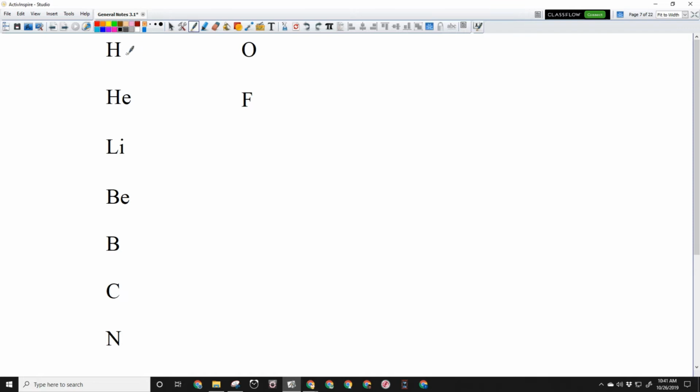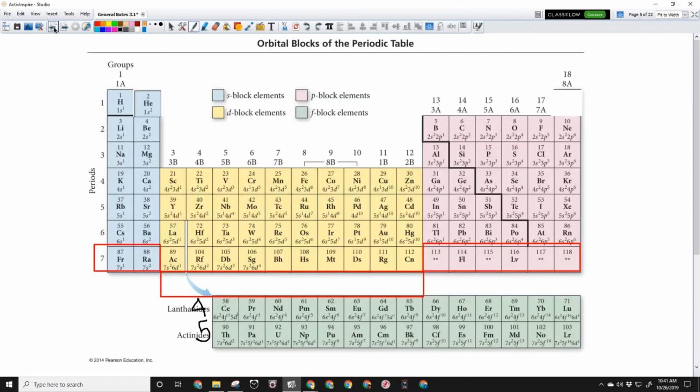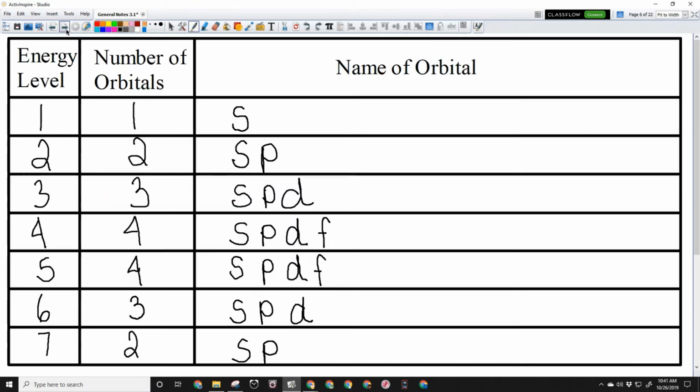All right, so as far as writing electron configuration, we're going to start learning how to write the configuration of electrons and how that's written. We need to look at a periodic table to do this, so we're going to keep referring back to this one. We're going to start with hydrogen. Hydrogen is the very first element, atomic number 1. It's in energy level 1. It's in the S orbital, and hydrogen just has 1 electron.